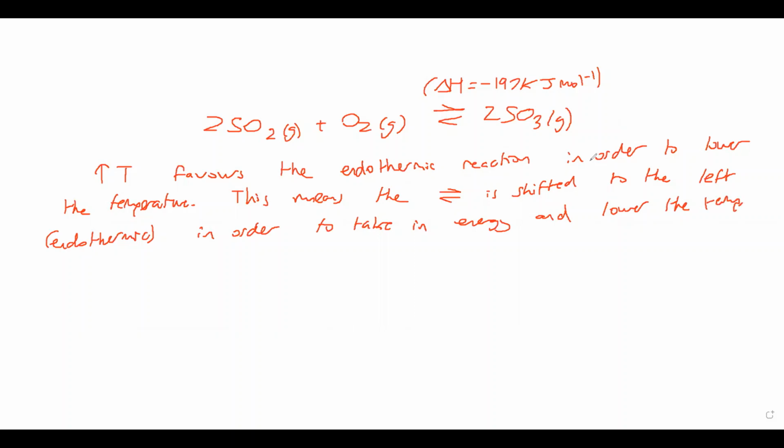So when we've been through all of these different effects that we can have, obviously doing the opposite thing does the opposite to the equilibrium position. So here we increase the temperature, but lowering the temperature favors the exothermic reaction in order to increase the temperature. This means the equilibrium is shifted to the right-hand side, the exothermic side, in order to release energy and raise the temperature again. So we can say the exact opposite to all the answers that we've written, and depending on whether we are asked to increase or decrease the temperature or the pressure, we just say the opposite to what we've said in the examples we've been through.